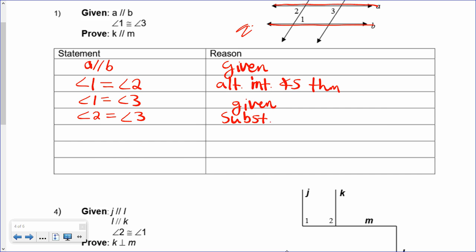Now what can I do? Do I have enough information or do I need more? I have enough. Do you see? I now have that 2 and 3 are congruent. Why would that be enough to prove that those other two lines, K and M, are parallel? They're corresponding angles, right? Well, that's not what you would say is the reason. The converse of the corresponding angles postulate. Yep. Hold on.